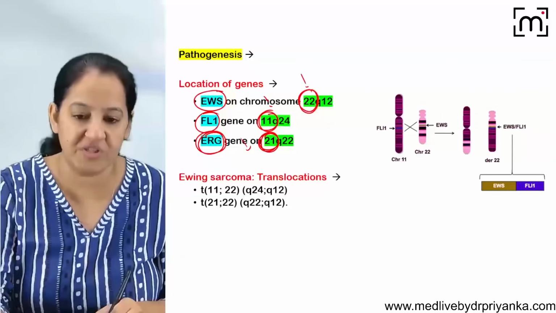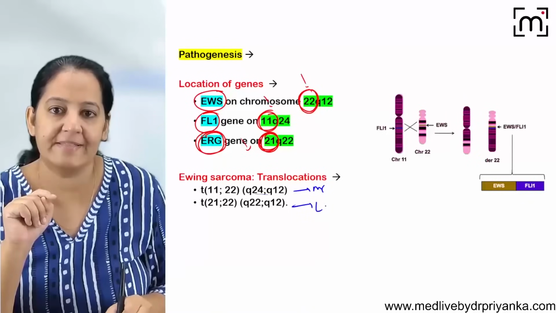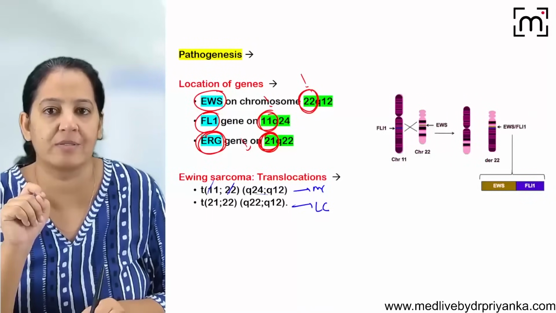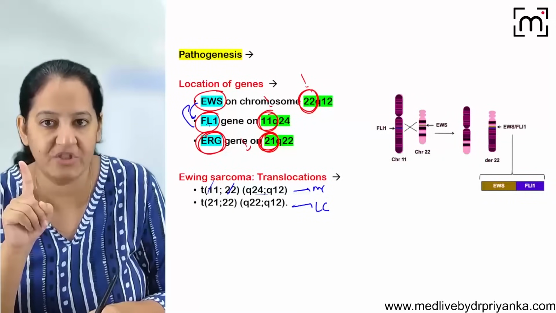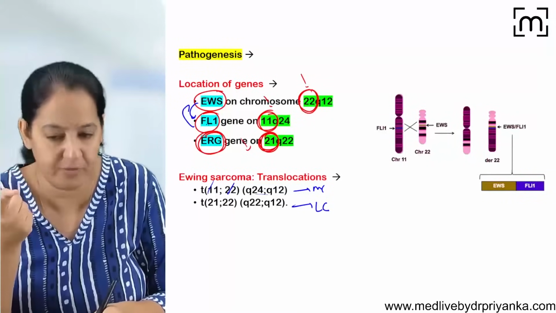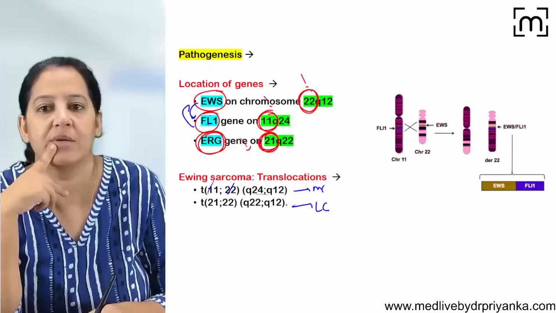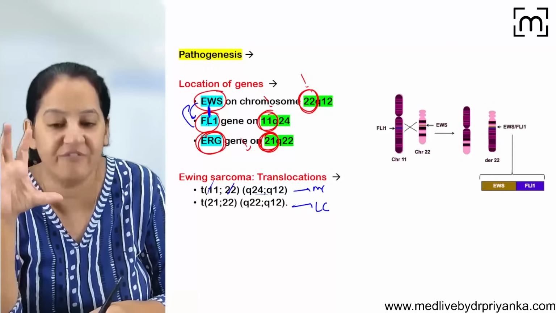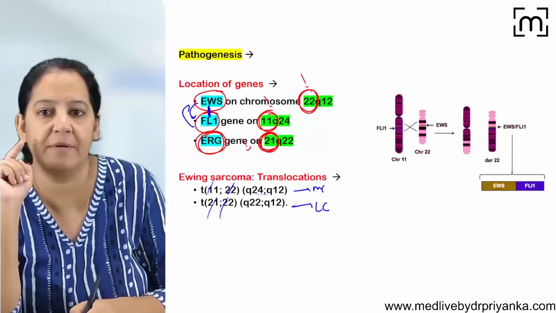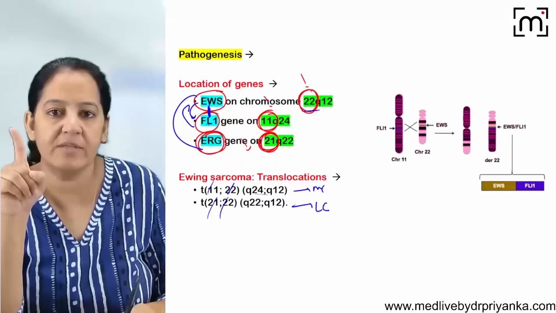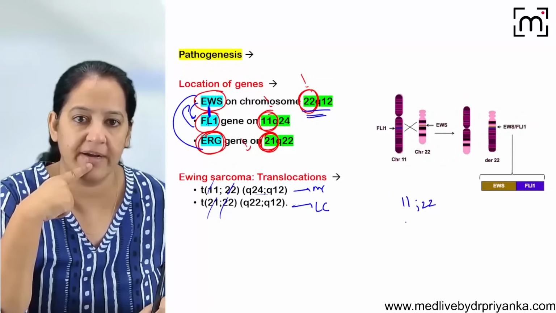Now 2 types of translocations are common in Ewing sarcoma. Most common is this one and less common is this one. Most common is 11-22 translocation, in which translocation occurs between these 2 genes. So FLI1 gene goes to EWS. EWS from 22 comes to chromosome number 11 and forms a fusion gene. So the FLI1-EWS fusion gene is formed. And second between 21 and 22. So 22 is involved in both of them. So either it is 11-22 or it's 21-22.